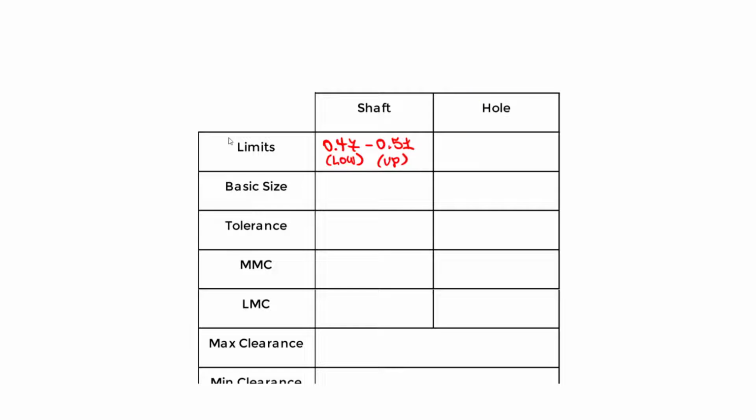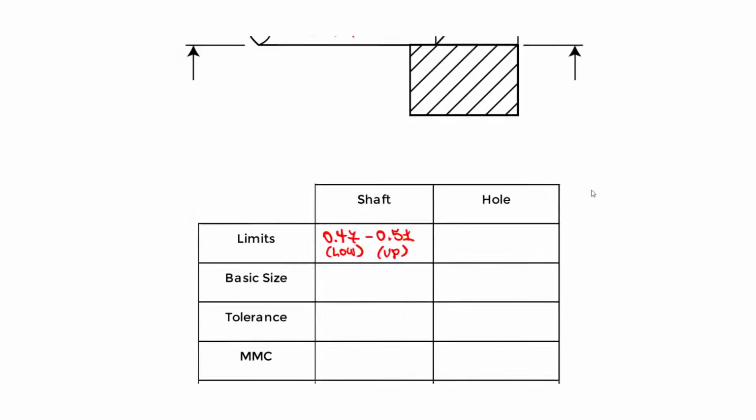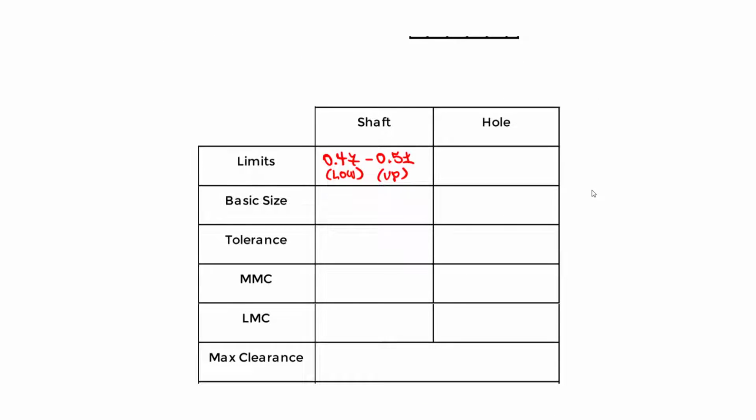For the hole, same exact thing. So the upper limit for the hole is 0.50, the lower limit is 0.49. So lower is 0.49, upper is 0.50. So this is the upper, this is the lower limit. Okay, so we have that.